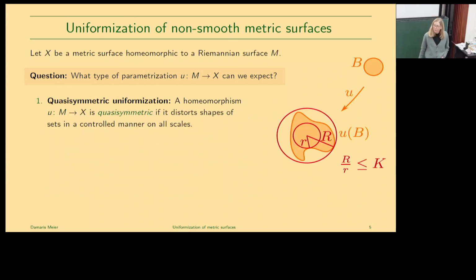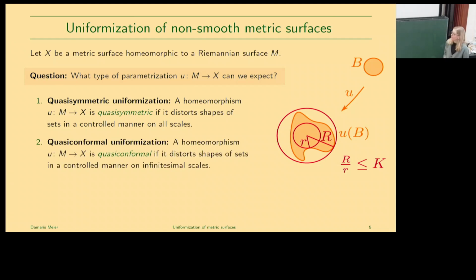And in the first part, we're looking at quasi-symmetries. We call a homeomorphism quasi-symmetric if it distorts shapes of sets in a controlled manner on all scales. What I mean by that is, given any ball, when we map it, it still looks like a ball in the sense that we can inscribe a circle of radius small r and circumscribe a circle of radius big R, and the ratio of the radii is uniformly bounded. So that's a hand-wavy definition of what a quasi-symmetry should be.